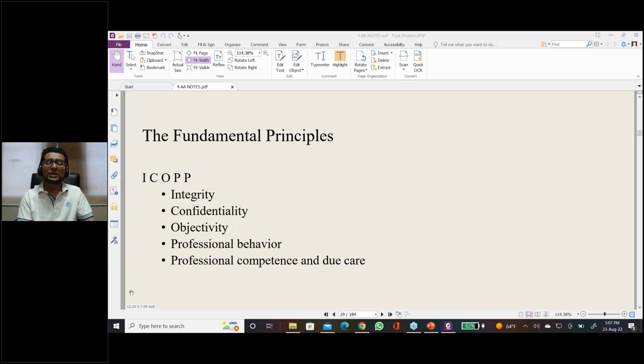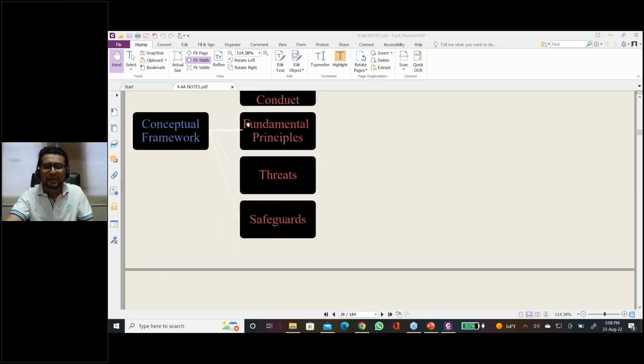Professional behavior, we should comply with all the relevant laws and regulations. Professional competence and due care, we need to make sure that if we are performing a particular job, we should be competent enough to handle it. And we need to work with due care, with due diligence. Negligence is not allowed. So these are the five fundamental principles. We need to understand three things. Number one, fundamental principles. We are pretty much done with it. Now we need to go to the threats.